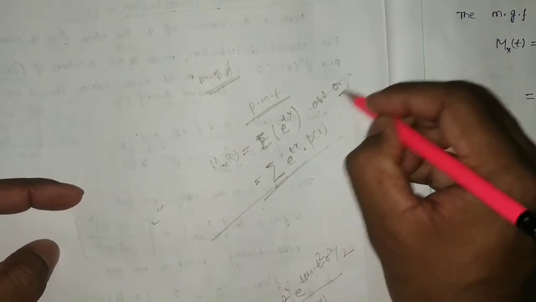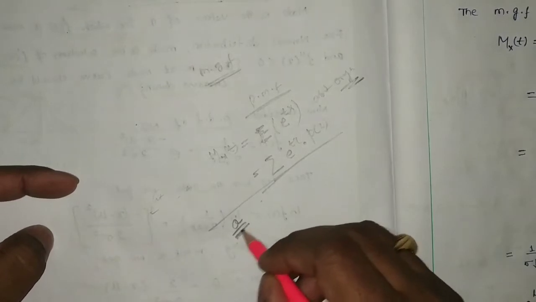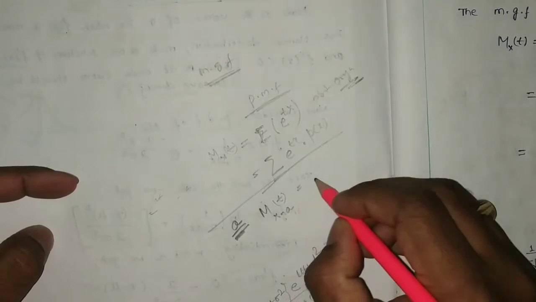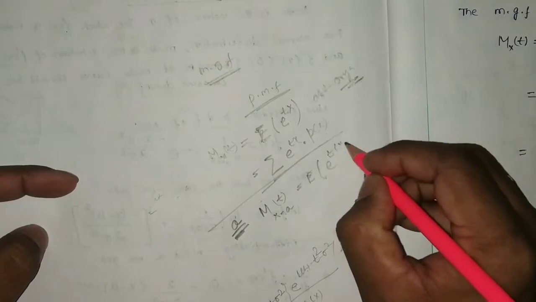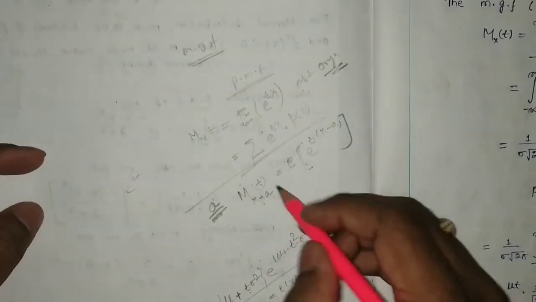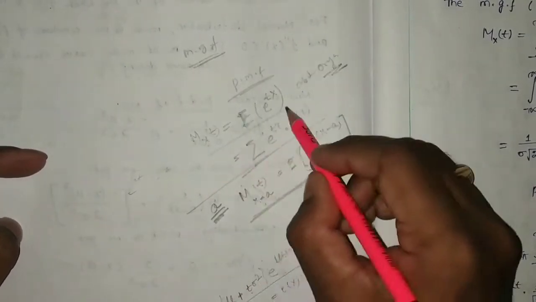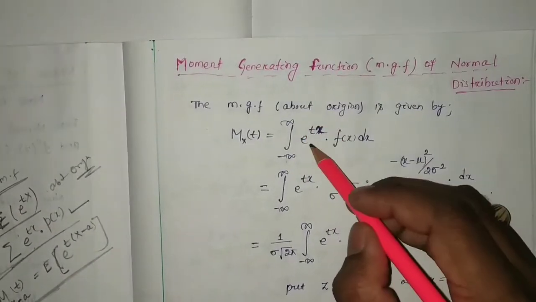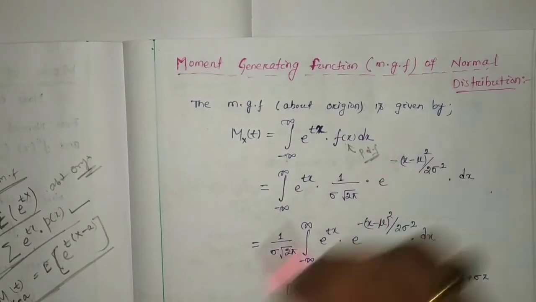About any point, suppose a is the point, the moment generating function is the expectation of e to the power t into (x minus a). In general, we write the moment generating function this way. For the discrete case it will be this one, and for the continuous case it will be the integral from minus infinity to plus infinity of e to the power tx into the corresponding pdf. Instead of the pmf, we write the pdf.